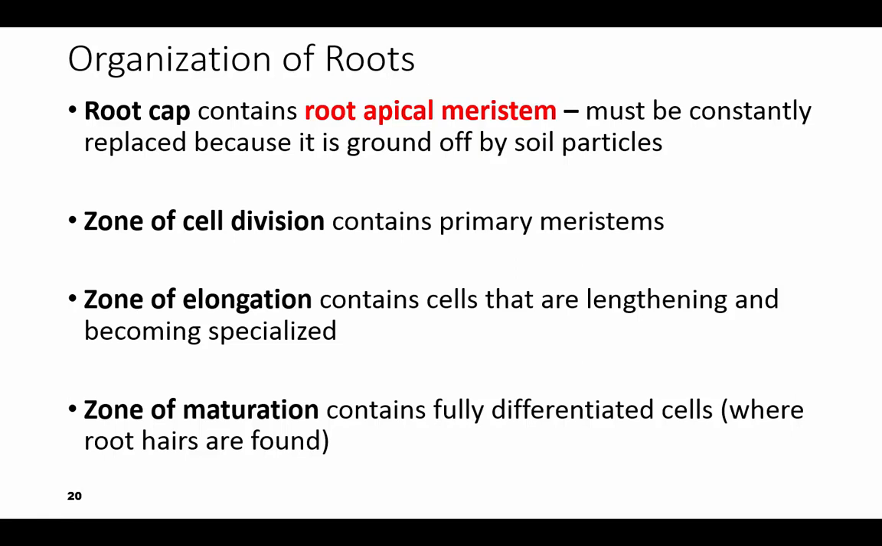Now, our roots, how are they organized? Well, there's a root cap where you find your meristematic tissue, your root apical meristem, and it's constantly replaced because it gets ground off by soil particles. There's a zone of cell division where you've got your primary meristems, and when the cells start lengthening and becoming more specialized, they're in the zone of elongation. And the fully differentiated cells that have the root hairs are in the zone of maturation.